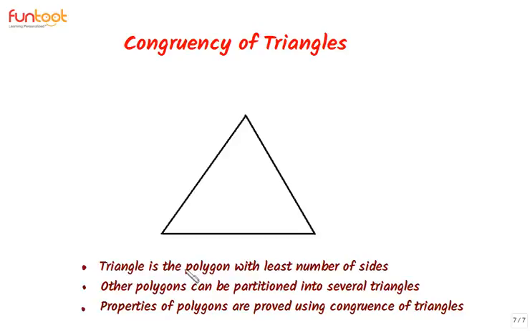First reason for understanding congruency of triangles is triangle is the polygon with least number of sides. Triangle has only 3 sides, and this is the least among polygons. Second reason is other polygons can be partitioned into several triangles. And the third reason is properties of polygons are proved using congruence of triangles.